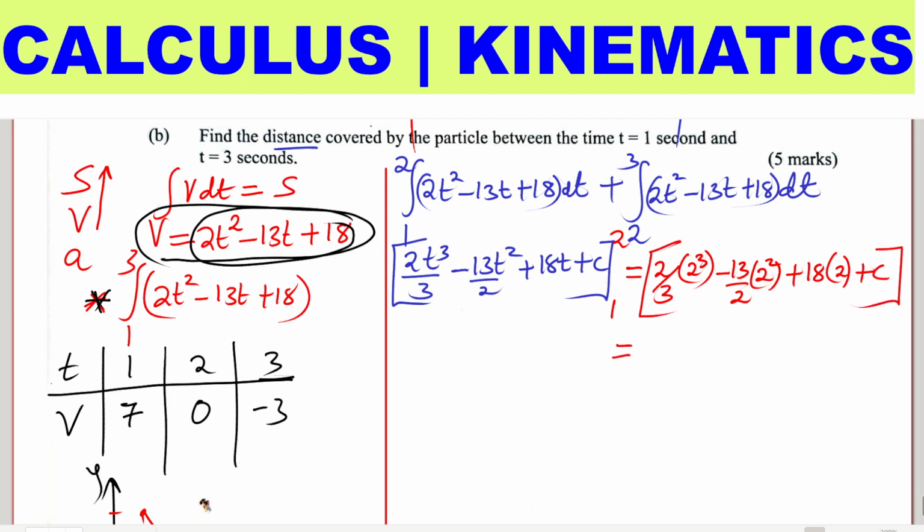And this one is going to give, when you work it out, 2 thirds, use a calculator, multiply by 2 cubed, this will give 16 over 3, then 13 over 2 multiplied by 4, this will give 26, and then this one will give 36. Now we're going to ignore c, since when we substitute t equals 1, c will get eliminated.